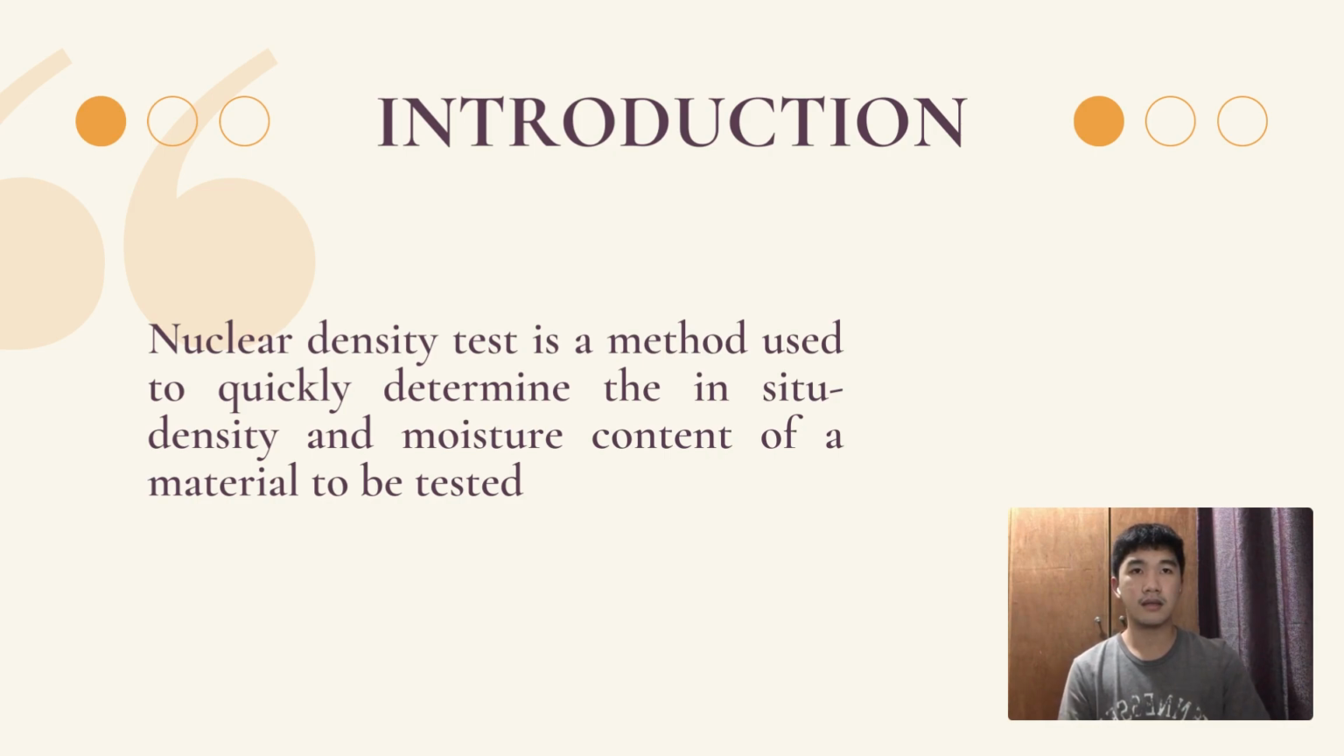The nuclear density test is a method used to quickly determine the in situ density and moisture content of a material to be tested. The gauge consists of a radiation source that emits radioactive particles and a sensor that counts the received particles. By calculating the percentage of particles that return to the sensor, the gauge can be calibrated to measure the density of the test material.